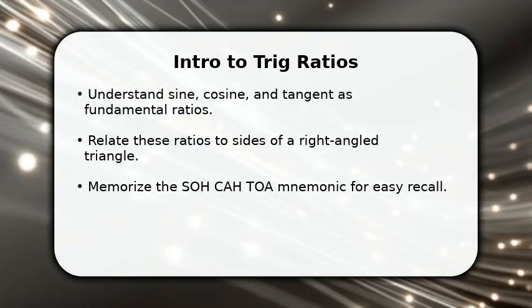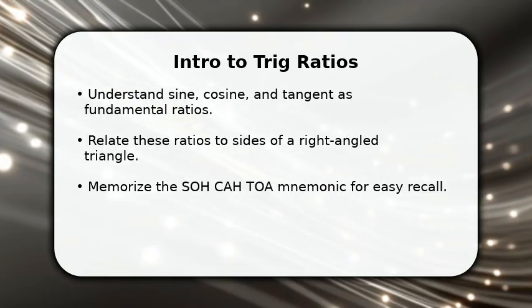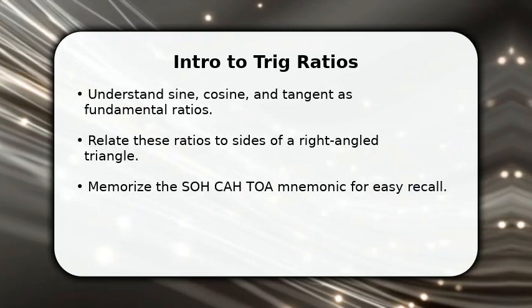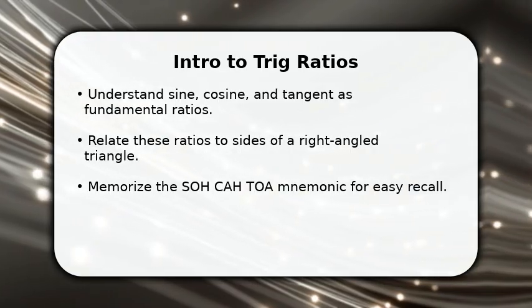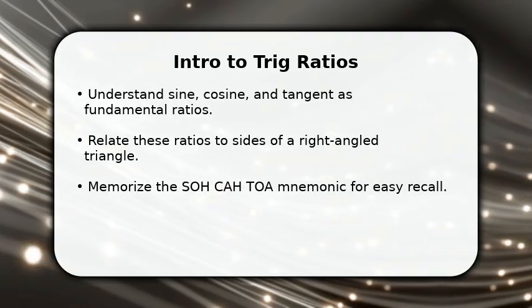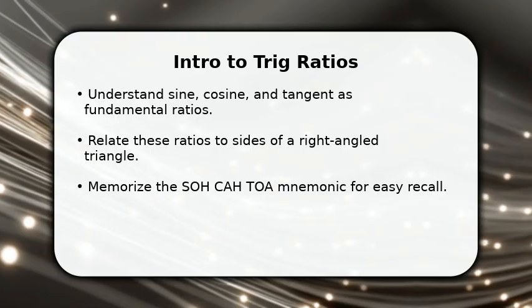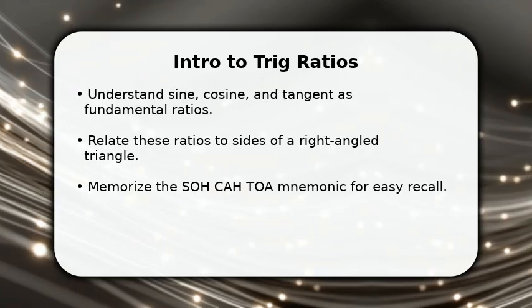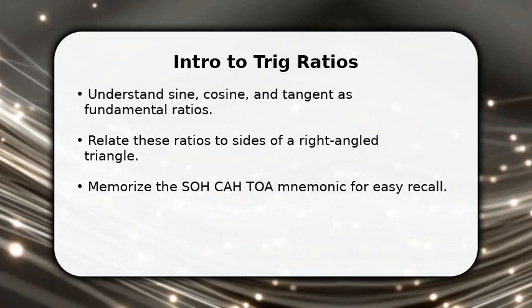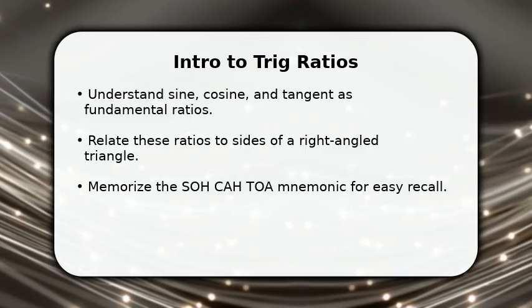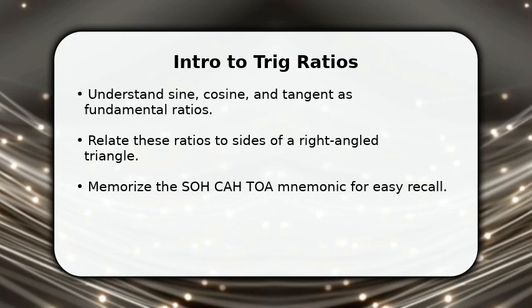In this video, I will explain how to learn trigonometric ratios. Let's start with the three fundamental ratios: sine, cosine, and tangent. These describe relationships between the angles and sides of a right-angled triangle. A helpful mnemonic is SOH-CAH-TOA, which stands for sine is opposite over hypotenuse, cosine is adjacent over hypotenuse, and tangent is opposite over adjacent. Understanding these basics is your first step.